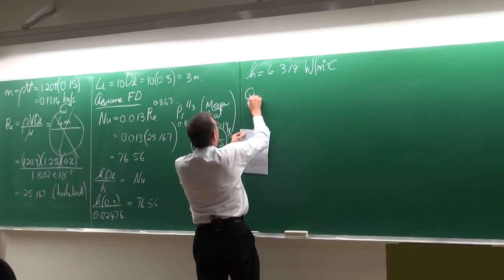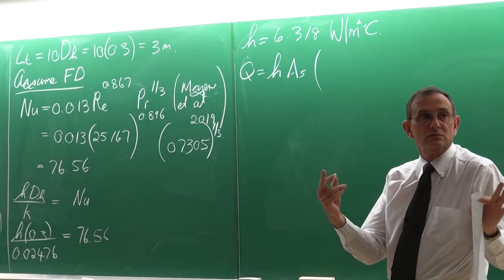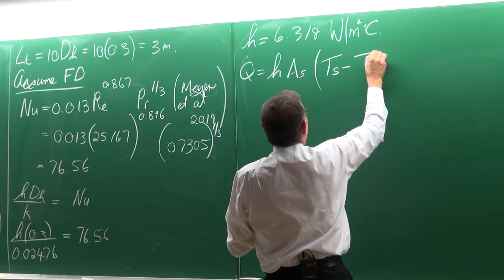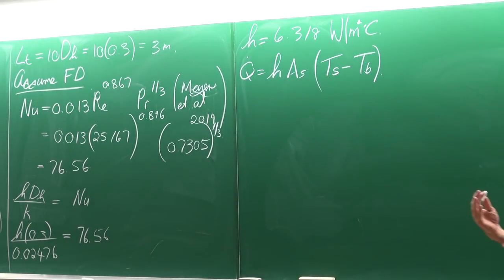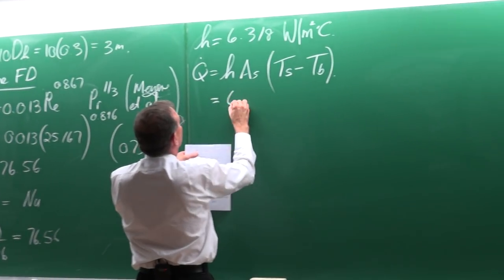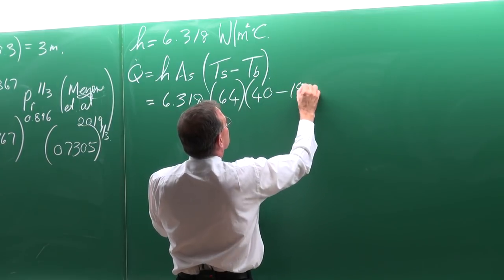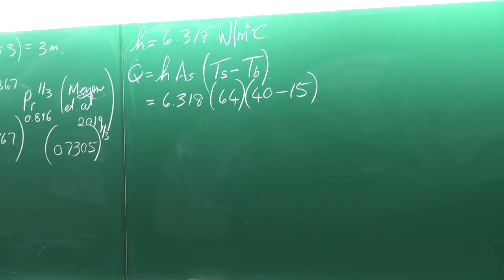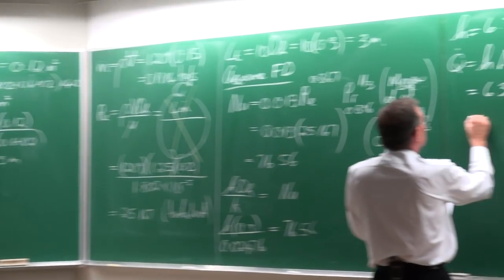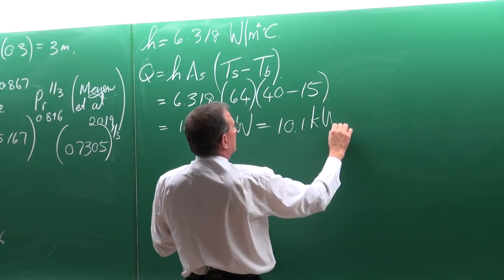Now let's go and calculate the heat transfer rate. The heat transfer rate is then equal to the heat transfer coefficient multiplied by the surface area. And now, the thing that we're going to do, which we exactly shouldn't do, is to say, let's use a temperature difference of the surface minus the bulk temperature. So the heat transfer coefficient we've calculated as 6.318. The surface area is 64. Surface temperature 40 minus 15 as the bulk. The bulk is still a guessed value based on our choice of an outlet temperature of 20. And then the heat transfer rate is equal to 10,110 watt. That's not an engineering answer. 10.1 kilowatts.